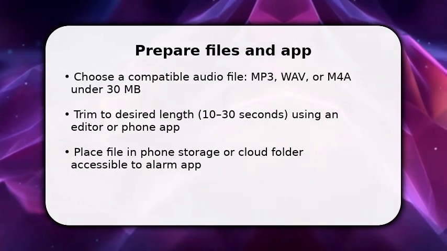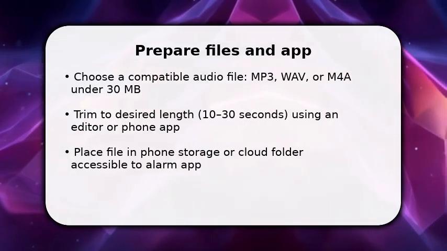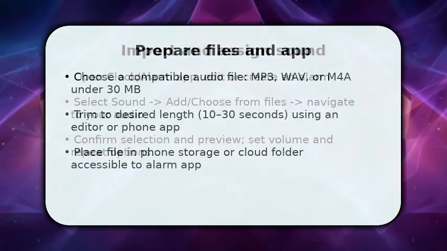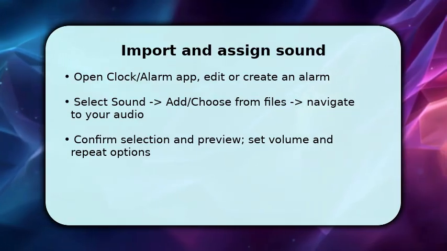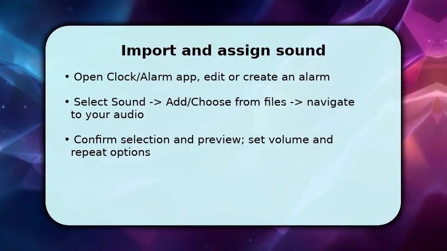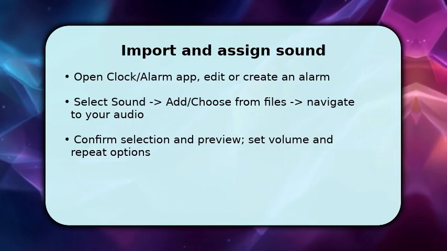Now open the clock or alarm app and get ready to add a custom sound. You now import the trimmed file and assign it to a specific alarm. In the clock app, create or edit an alarm, then tap sound or ringtone, choose add or browse to navigate to the folder where you saved the audio.